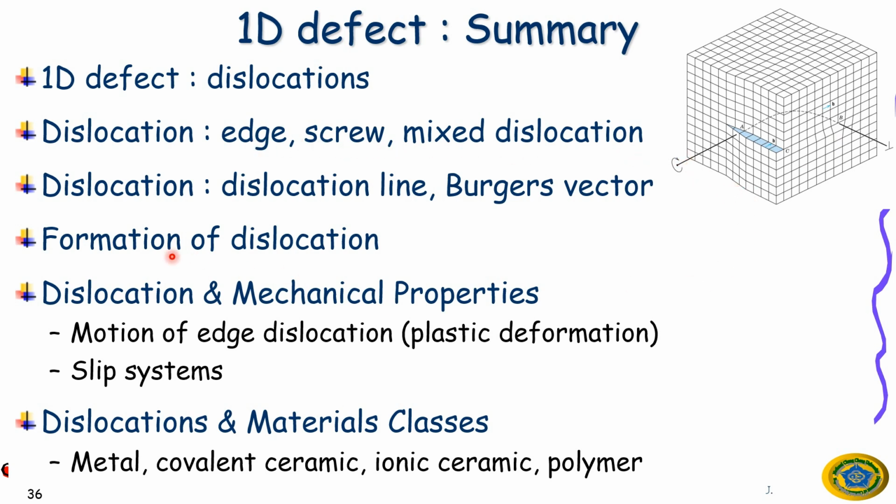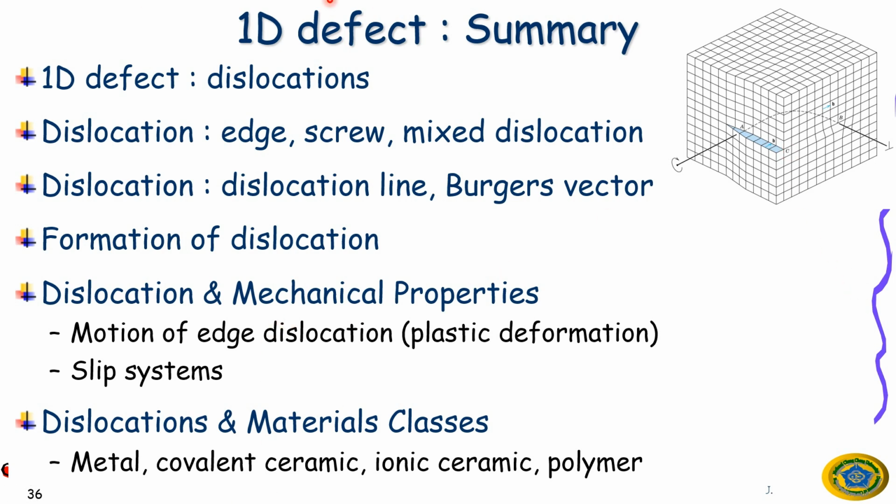Dislocation has 2 important parameters. The first one is called the dislocation line. This is what we call the dislocation line. We have a symbol like this, and this is called screw dislocation, and this is edge dislocation. Another one is the vector, the direction and the length of this dislocation. This is called Burgers vector. B is the Burgers vector. You need to know this.